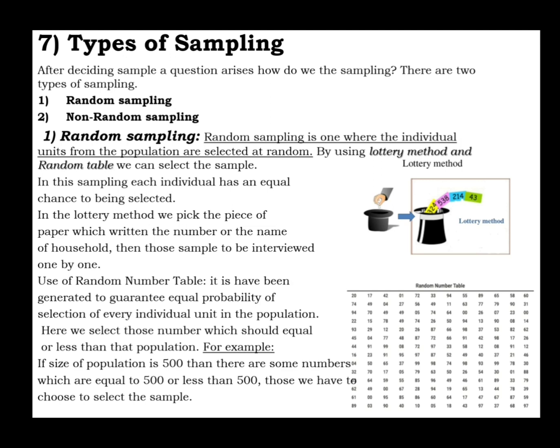Hope you have understood what the random sampling method is. In our next class we will see the rest of the concepts, like non-random sampling. Along with the lottery method and random number table, we can find some other methods in non-random sampling. Through those also we can select the sample, or identify the individuals or the study units.